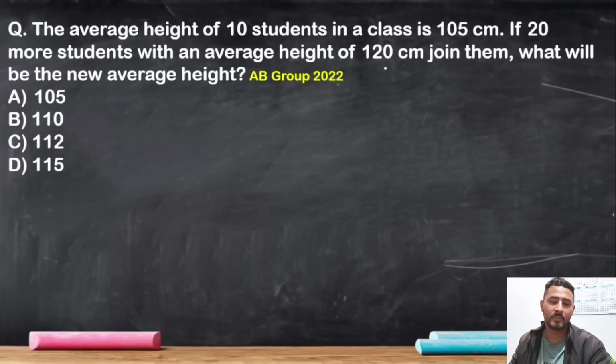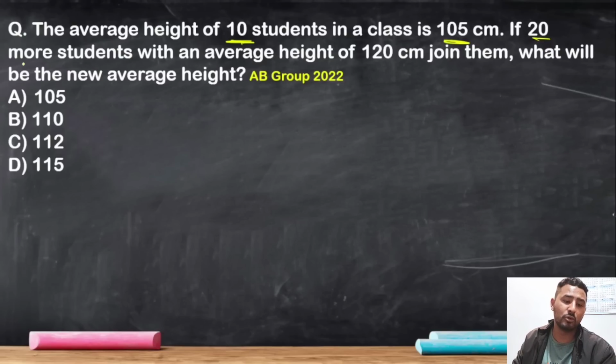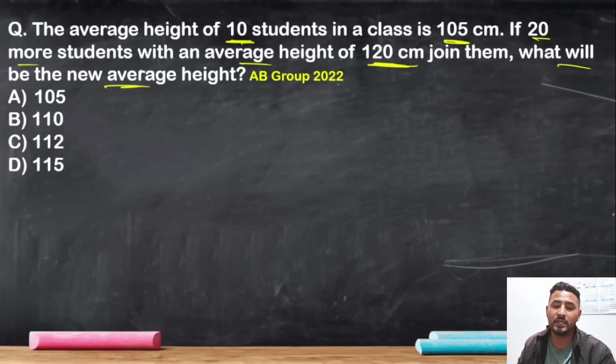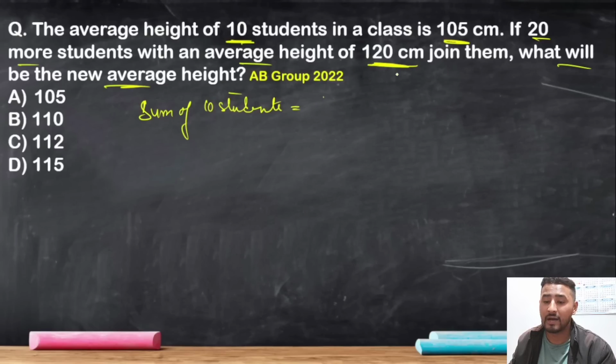Let's go next. The average height of 10 students in a class is 105. If 20 more students with an average height of 120 centimeters join, what will be the new average height? So again, same, get the sum of the height of the 10 students first. The total number is 10, the average is 105, and the sum is average into total number. 105 into 10 is 1050.